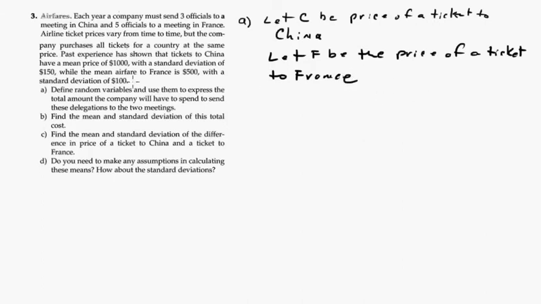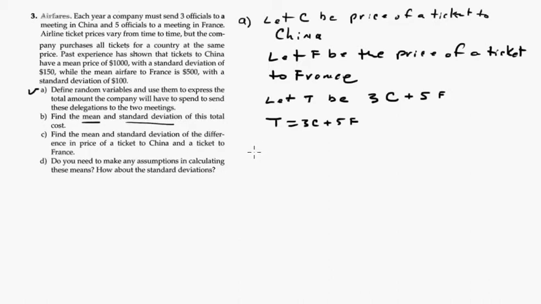Okay, so then they also want us to express the total amount the company will have to spend. Okay, so let's just say let T be equal to 3 times C plus 5 times F. Okay, so T equals 3C plus 5F. Alright, so that's A. Find the mean and the standard deviation of this total.